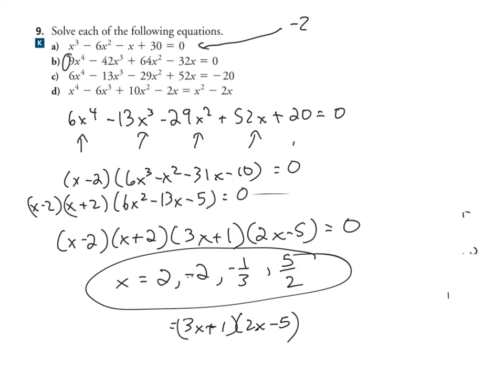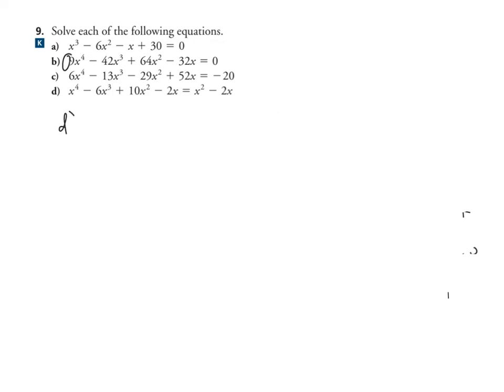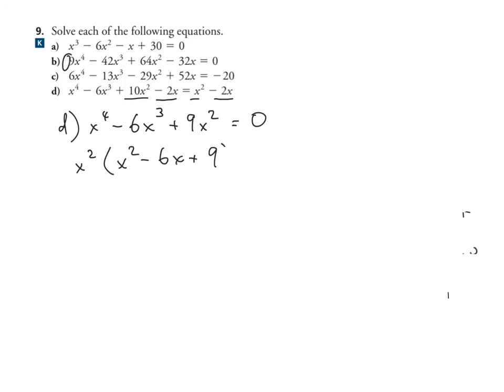Let's do D. Almost done here. X to the 4 minus 6x cubed. And you get your plus 10x squared, but you also have minus 1x squared. So plus 9x squared minus 2x. And this minus 2x is going to be plus 2x, so that's just equals 0. Well, this is actually not so bad. Let's take out an x squared. And then we have x squared minus 6x plus 9 equals 0.